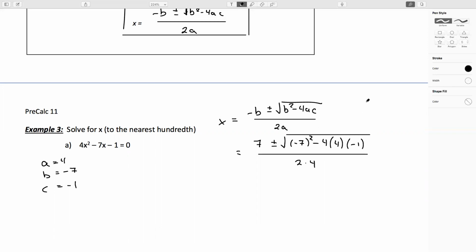So we're going to have a bit of simplifying to do here. This is not just going to simply be able to be punched in your calculator. And part of that's because we've got plus minus, and that's 2 operations. I'm going to simplify the bottom and simplify the square root a little bit first. So this is going to be 7 plus or minus the square root. 7 squared is 49. And now minus times minus is plus 16 all over 8.